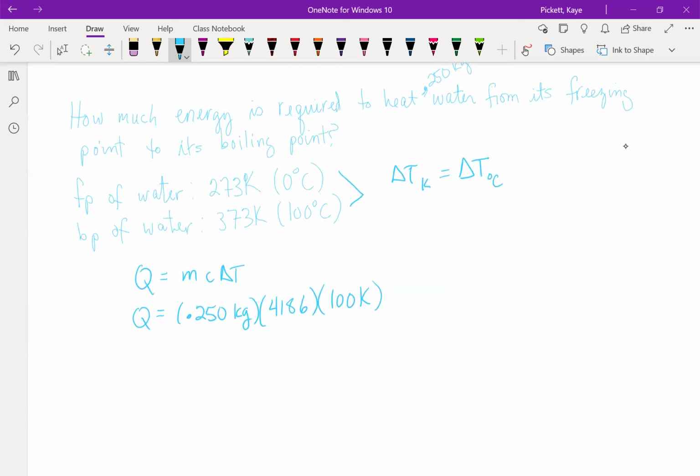All right, so here we go. I've got 0.250 kilograms times 4186 times 100. And I'm going to get quite a bit of energy: 104,650 joules, or 105 kilojoules. It's a lot of energy. So that's just the energy to heat up a cup of water. How much does it take? Well, it takes 100,000 joules to do that.